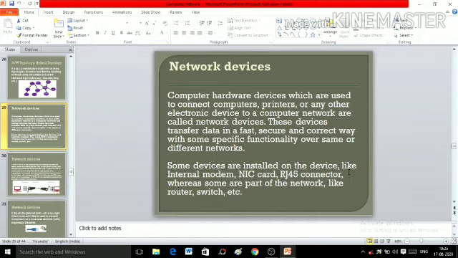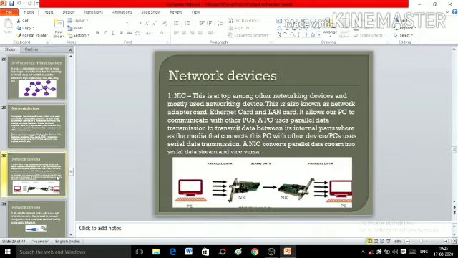Whereas some of the devices are part of the network, like routers, switches, hub, etc. So first of all, we will discuss internal networking devices, and then we will move on to the external networking devices. First internal networking device is NIC.